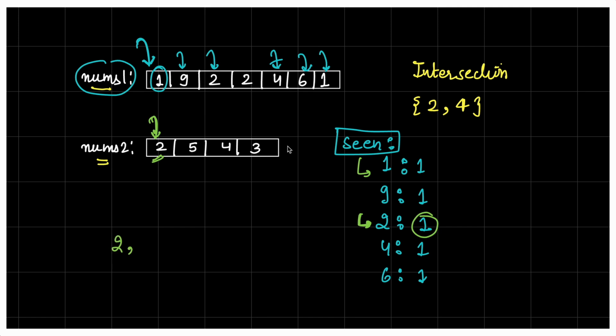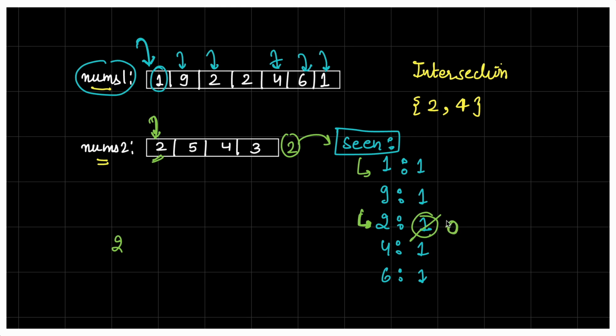Now it might be possible that we'll encounter 2 again. So we'll again go and check in the seen map whether we have already seen 2 in nums1. The condition will become true and the value will be 1. So we'll again add it into our result, which we don't want. So what we can do is change the value to 0.